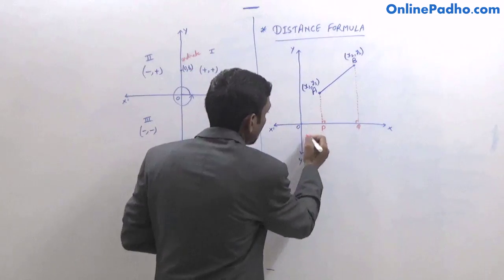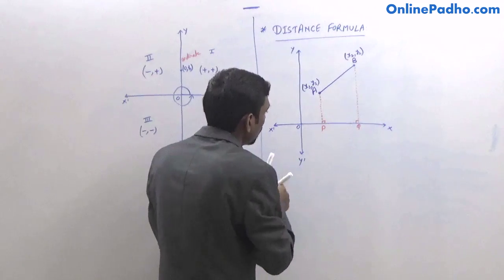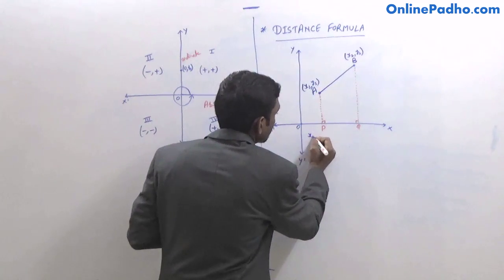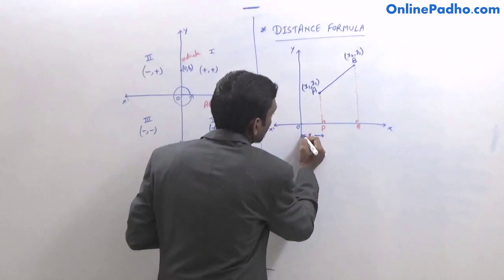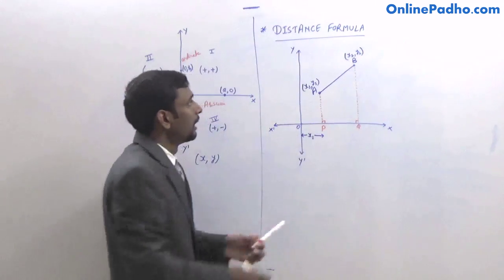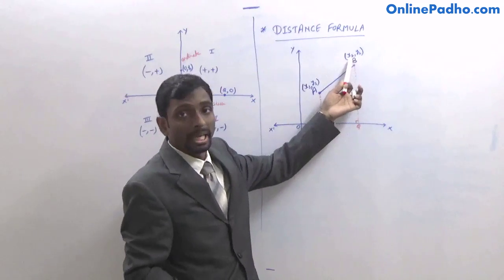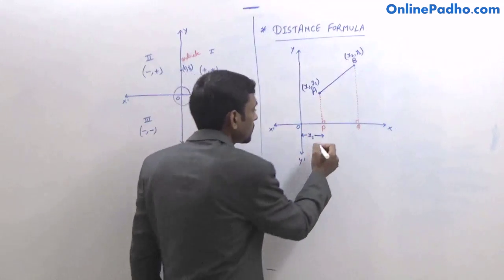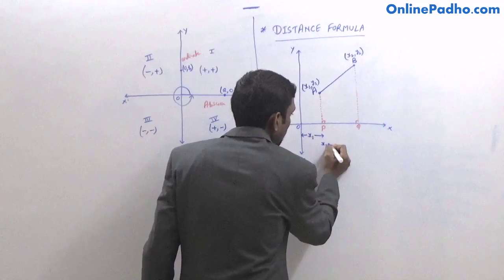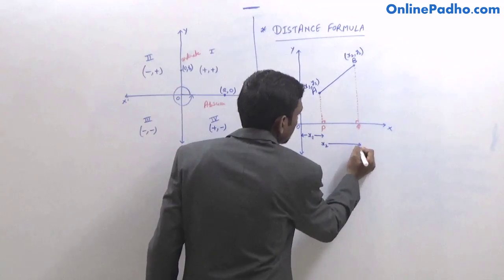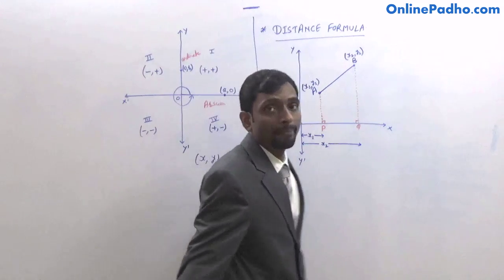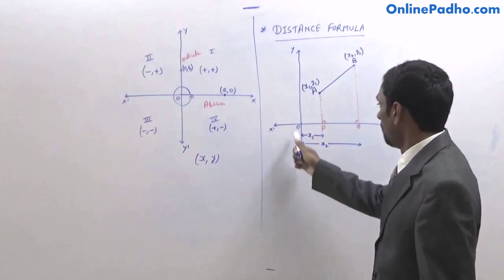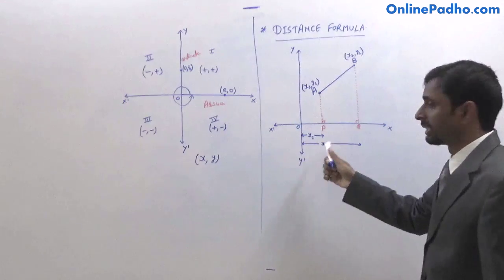So we can say this length OP is x1, along the x-axis, and the coordinate of this point is x2. So the length along the x-axis is called x2. So we can say OP is x1 and OQ is x2.